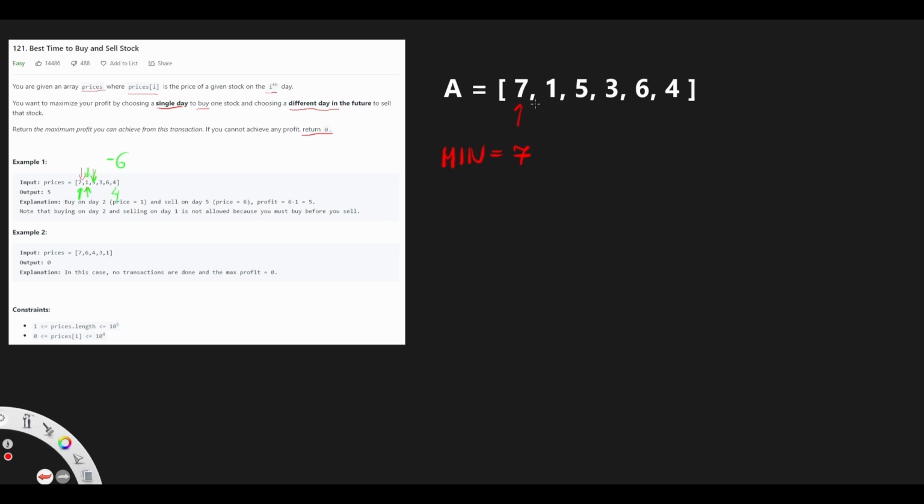And then we go forward, check the second day. Is it worth it to sell this on the second day? It really isn't, because we are going to lose money. But what if we buy on this day? Because this day's value is lower than our current minimum, we can say that replace the current minimum with the second day and go forward.